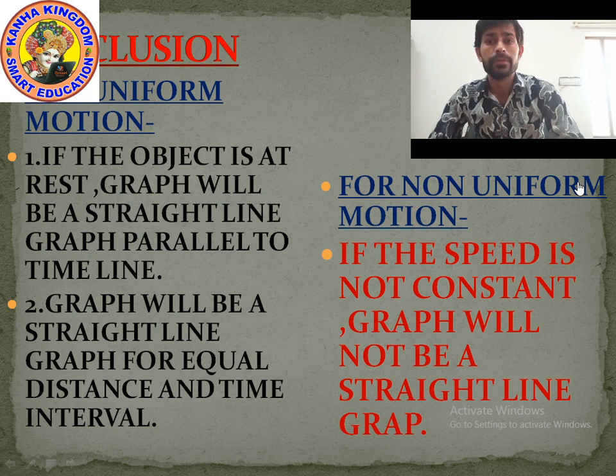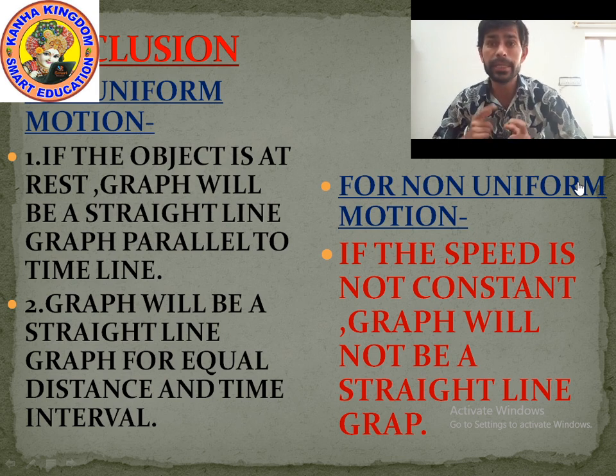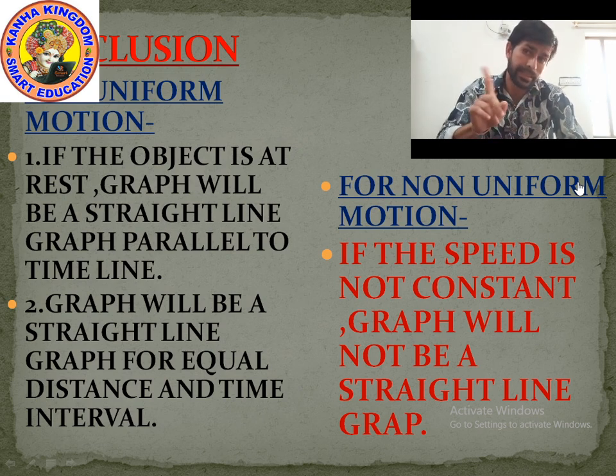Okay, I hope you understood the graph for non-uniform motion. If the speed is not constant, the graph will not be a straight line graph. Remember, if the speed is not constant, then the graph will not be a straight line graph.